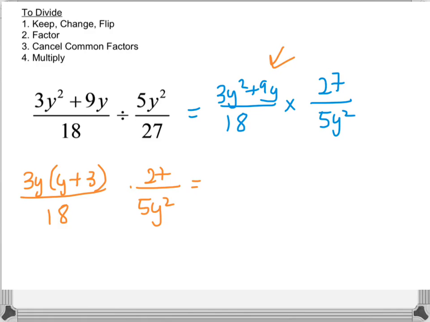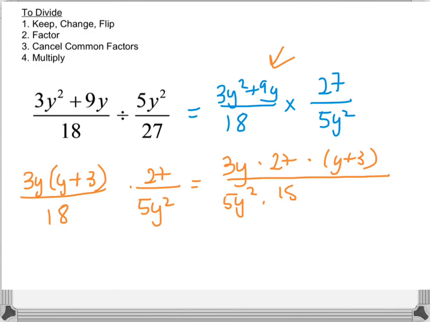So what I have left is 3y. I'm going to put 27 first, and then I'm going to put y plus 3 last. I'm just going to organize it like that. And then I'm going to put 5y first in the denominator and 18, and that's all I have in the denominator. So I can see easily that a y and a y cancel out of y and y squared. It leaves a y right here. 18 and 27 share a factor of 9. So 27 divided by 9 is 3. 18 divided by 9 is 2. And I think that's all I can do.